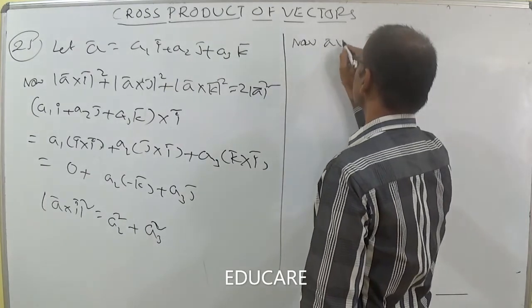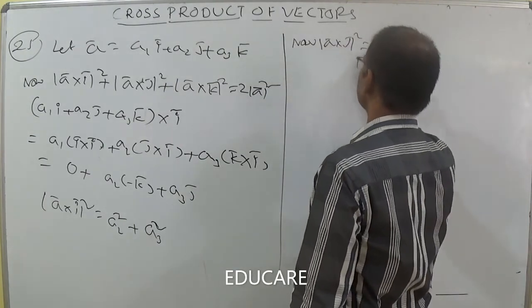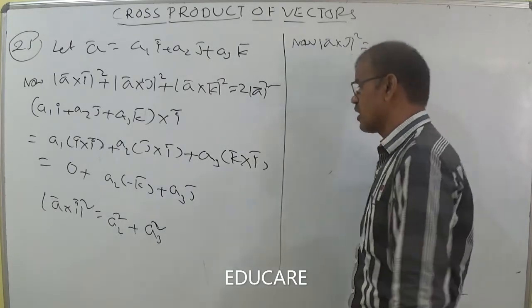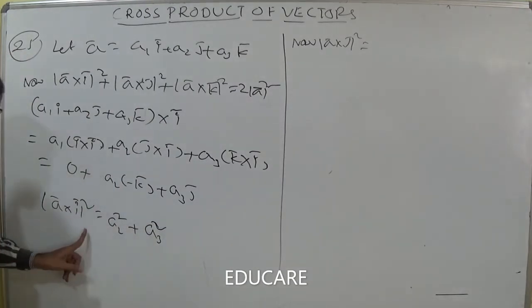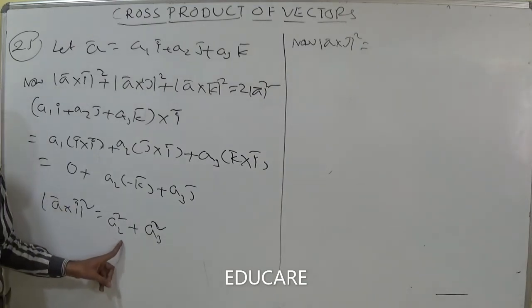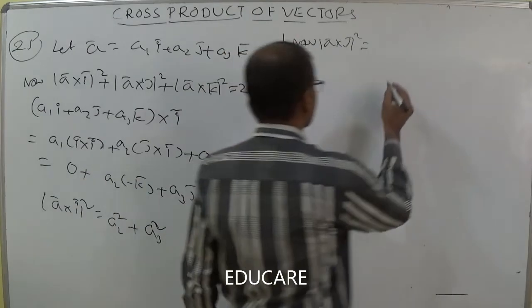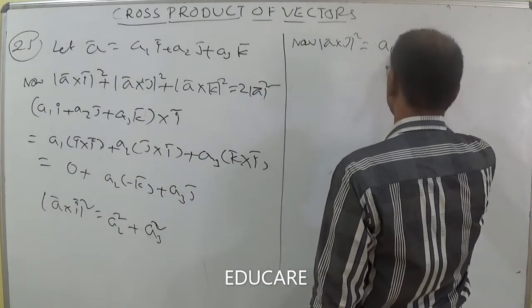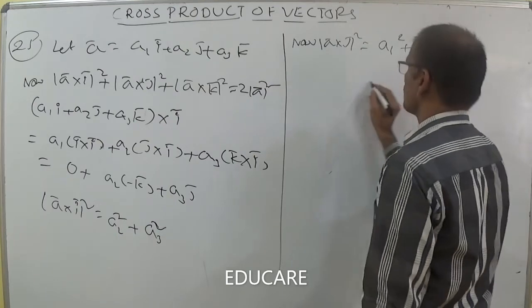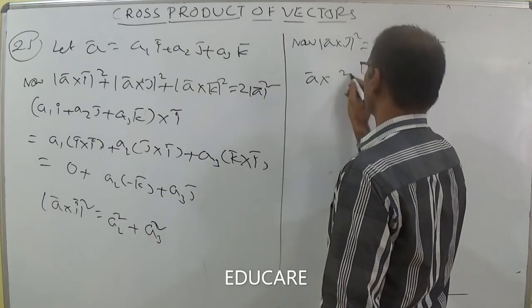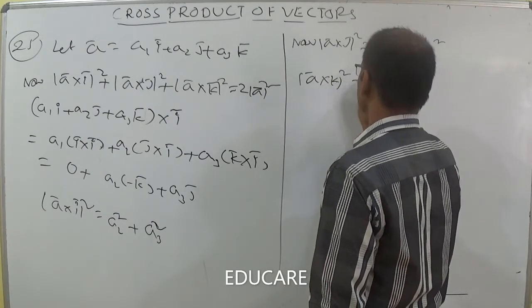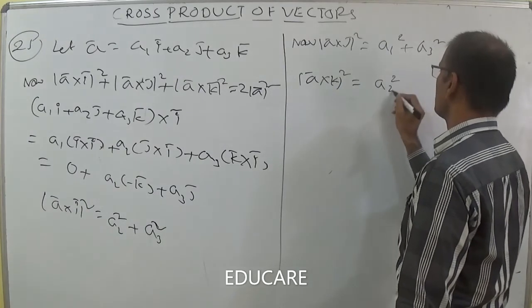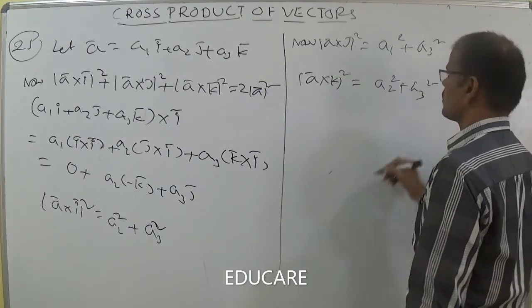Using this, you can say the same for A cross j also. In A cross i, whenever i is the first letter, we do not get the first component, so we get A2 and A3. Now A cross j: the second letter you will not get, so you can say A1 square plus A3 square. Next, A bar cross k bar whole square: k bar is the third letter, so the third component should not be written, giving A1 square plus A2 square.